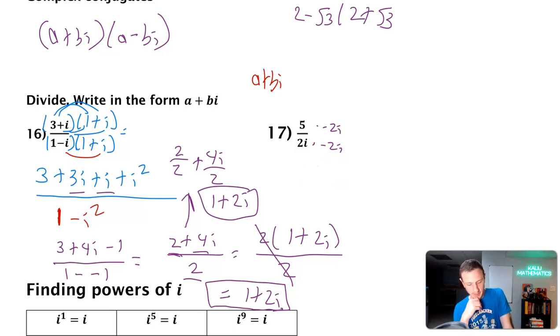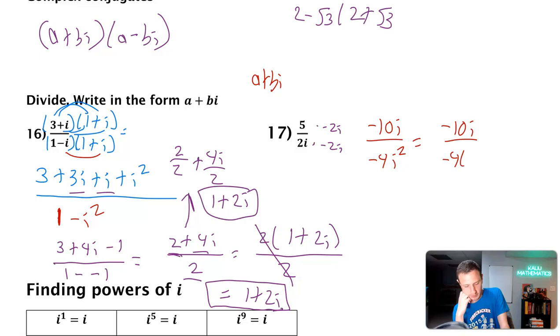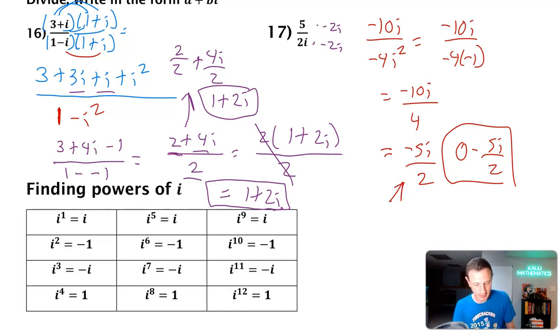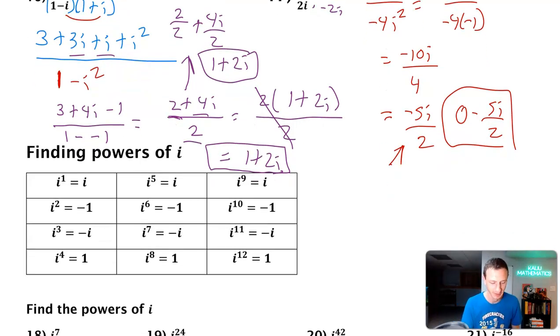So on top, 5 times negative 2i is negative 10i, over 2i times negative 2i is negative 4i squared. Negative 10i over negative 4 times negative 1. A lot of negatives being thrown around. So negative 10i over negative 4 times negative 1 is positive 4. Negative 10 over 4 simplifies down to negative 5i over 2. So that would be 0 minus 5i over 2. Again, I'd be okay with that answer. It's just kind of getting technical.